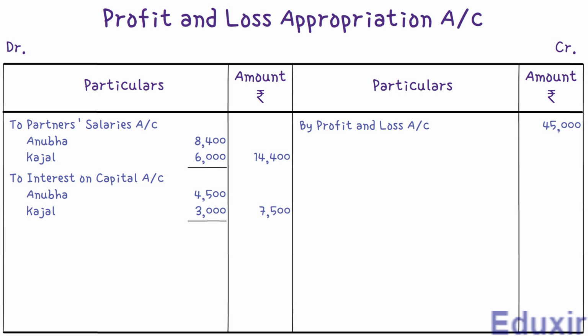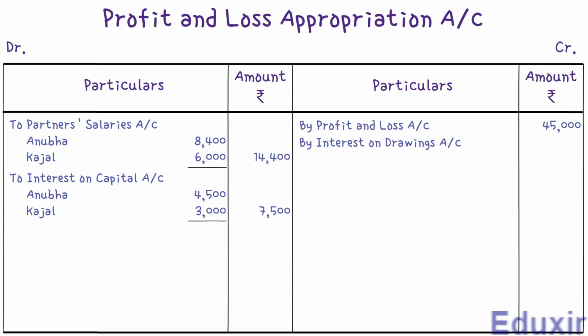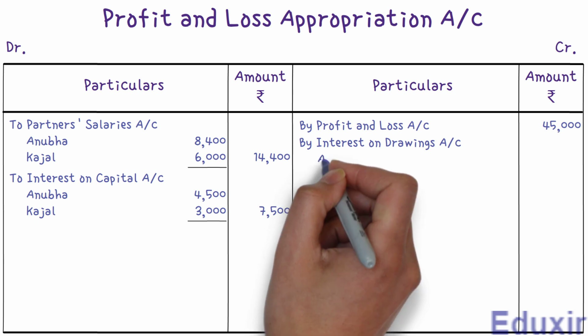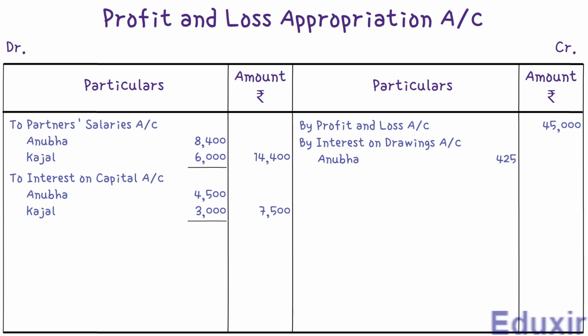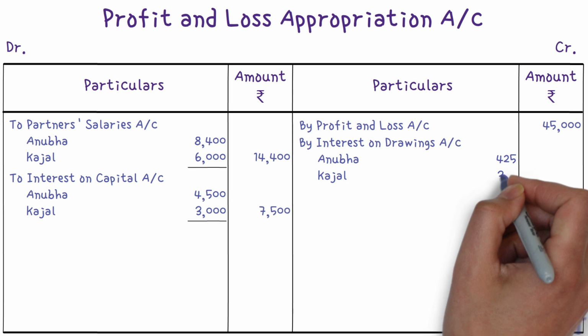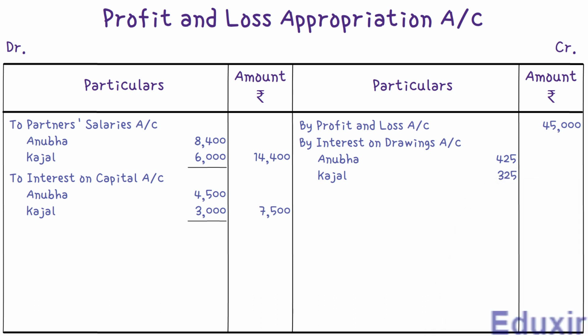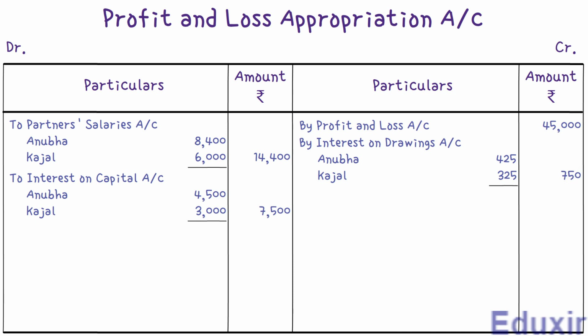Let's first write the subheading, by interest on drawings account, on the credit side of the profit and loss appropriation account. Let's then write the partner Anubha's interest on drawings, which is 425 rupees. Let's then write the partner Kajal's interest on drawings, which is 325 rupees. Let's then write the total interest amount, which is 750 rupees, into the amount column on the credit side. With that, we have completed the posting of the entries related to the interest on drawings into the profit and loss appropriation account.